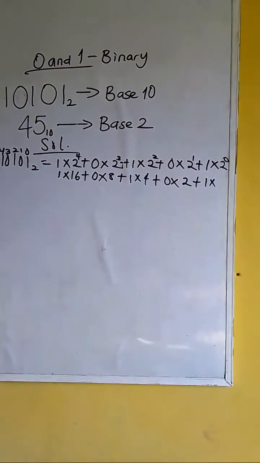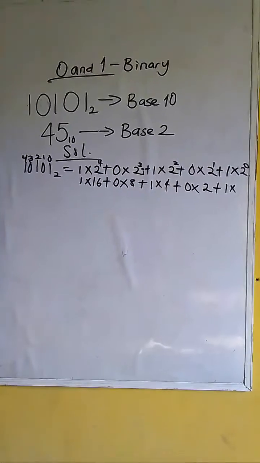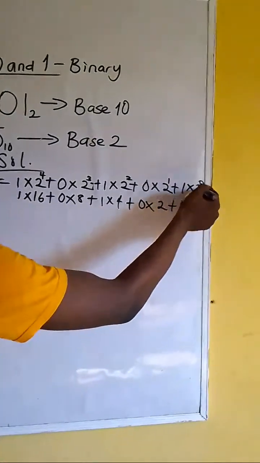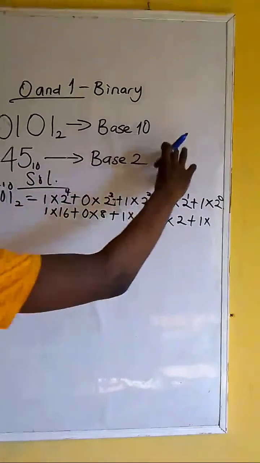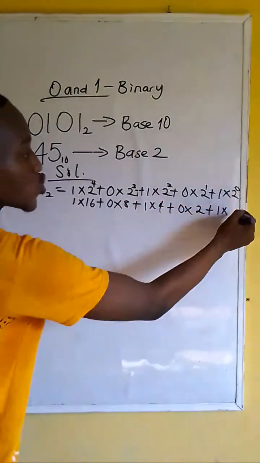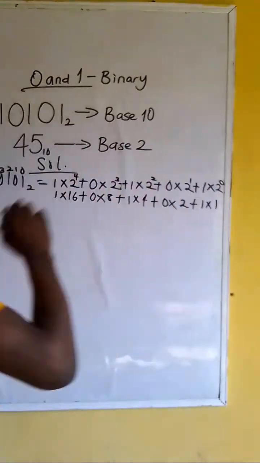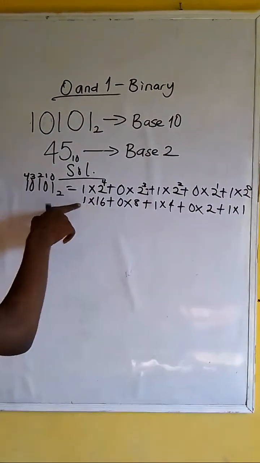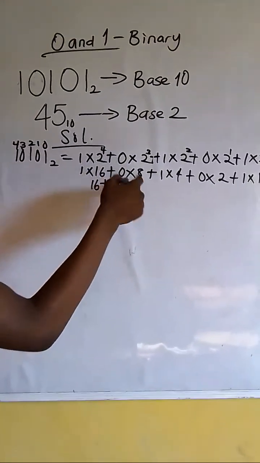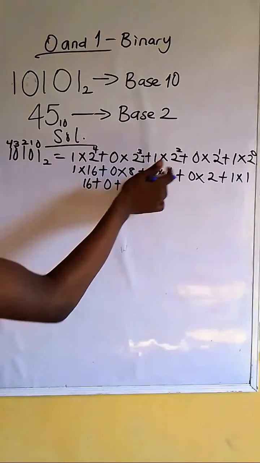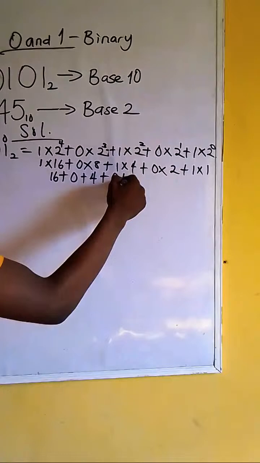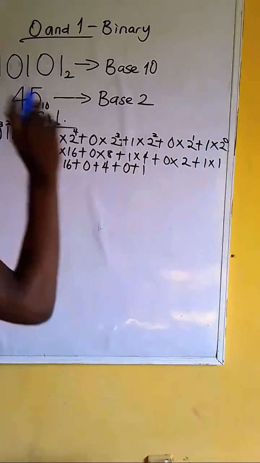According to the laws of indices, which is another topic on its own, 2 raised to the power of 0 is 1. Any number raised to the power of 0, even 1000 raised to the power of 0, gives us 1. So this becomes 1 automatically. So we work this out: 1 times 16 gives us 16, plus 0 times 8 gives us 0, plus 1 times 4 gives us 4, plus 0 times 2 gives us 0, plus 1 times 1 gives us 1.